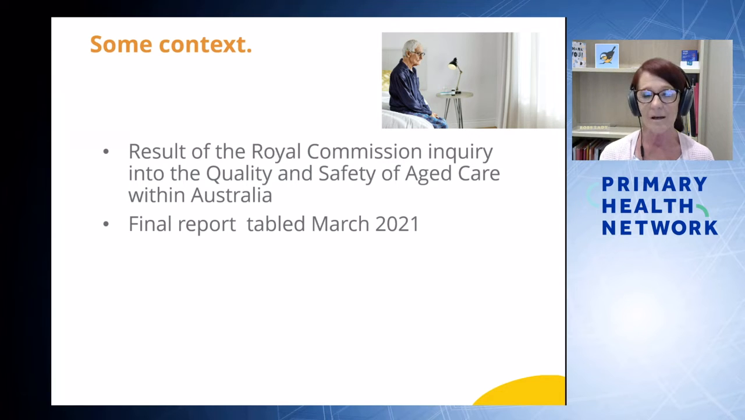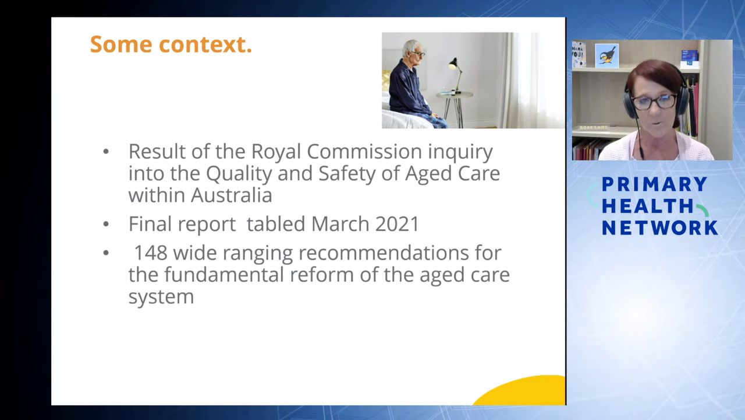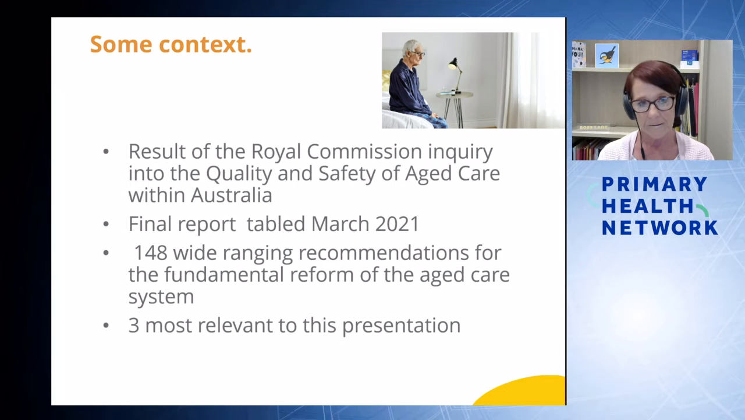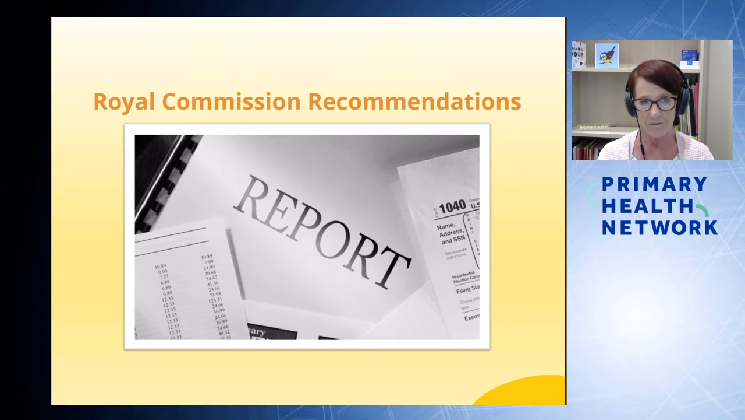2021 this year. Having said that, the scope of the commission did cover, obviously COVID hit between 2018 and now, so the inquiry was redirected, I guess, to the impact of COVID as well. So even though it wasn't a great thing, it was timely to look at how this affected us or how it affected this area. Of the report tabled, there were 148 wide-ranging recommendations for the fundamental reform of the aged care system. So major overhaul time. What I'm going to talk about tonight are the three most relevant to the presentation that I'll be presenting to you.